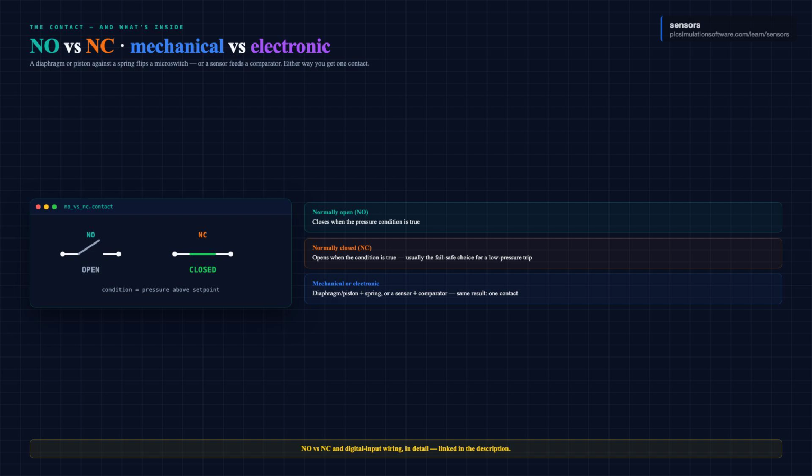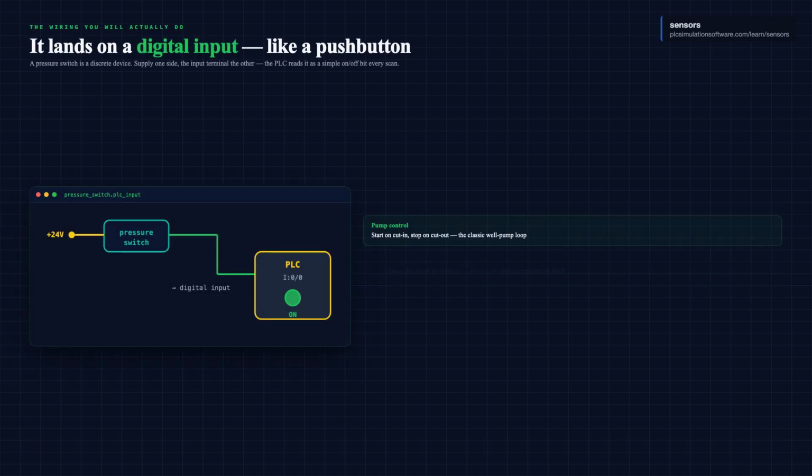Finally, wiring it to a PLC. A pressure switch is a discrete device, so it lands on a digital input, exactly like a push button or a limit switch. One side goes to the supply. The other side goes to the input terminal. The PLC reads it as a simple on or off bit every scan. From there, the program does the rest.